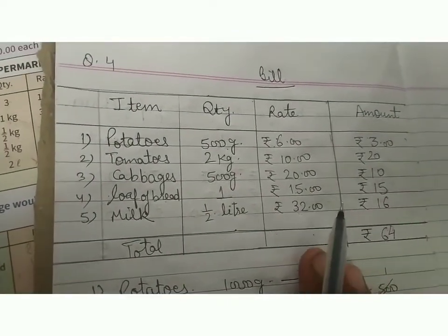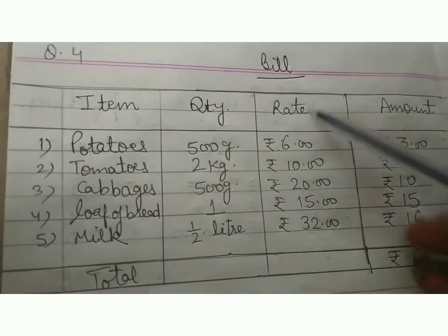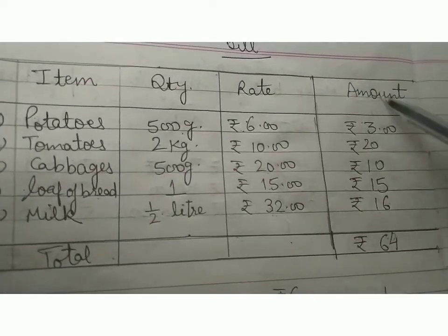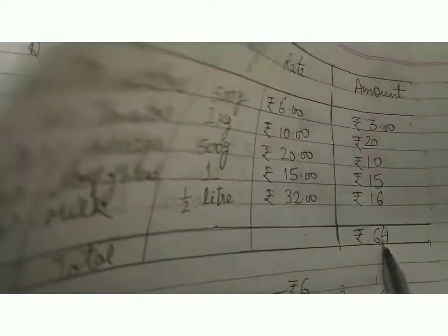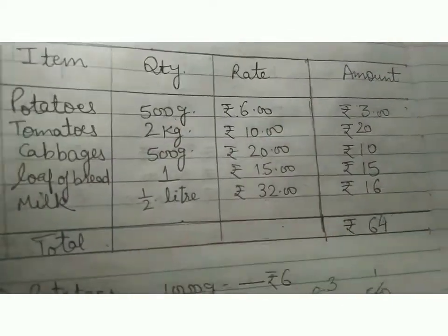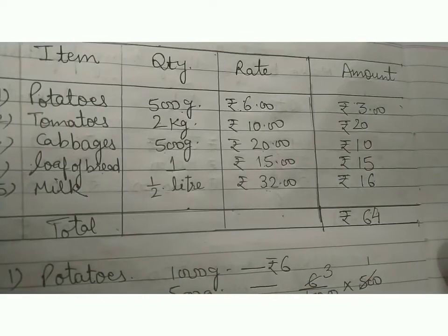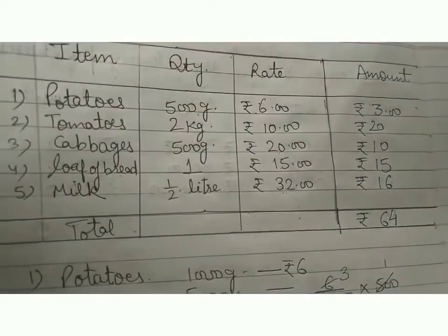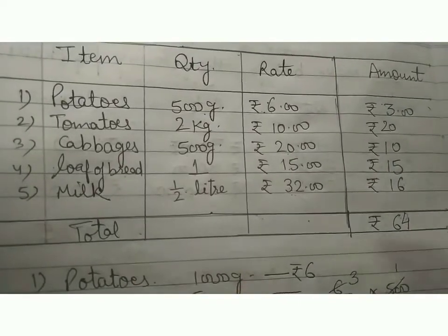So you understood, children, how to make the bill? First column is of item, then quantity, then its rate, and in the final we will just find out the amount and we will add to find the total amount. In case, suppose in any case, if you are giving a particular amount to the shopkeeper, then how much amount will you get back? For that, what will you do?